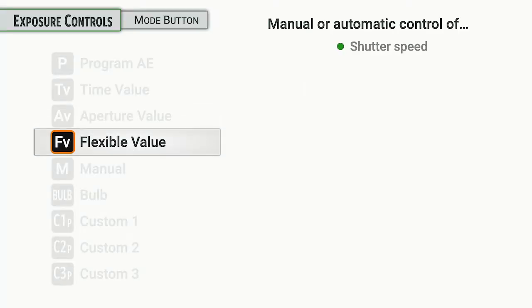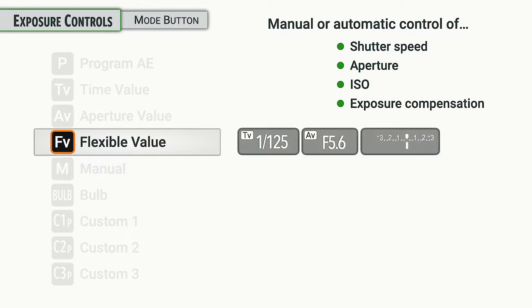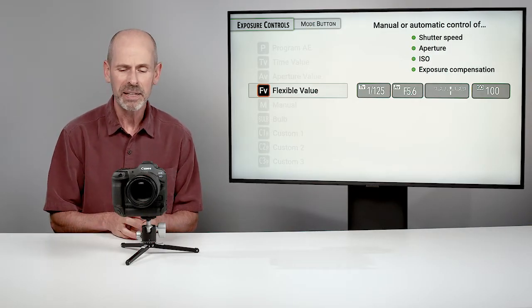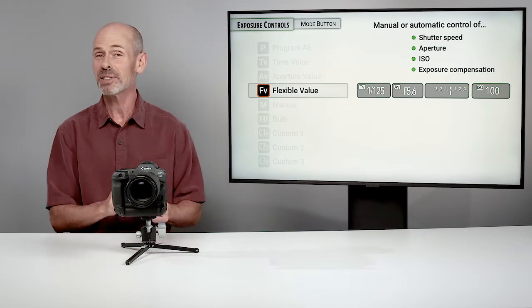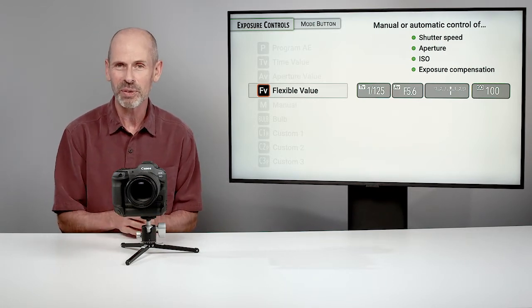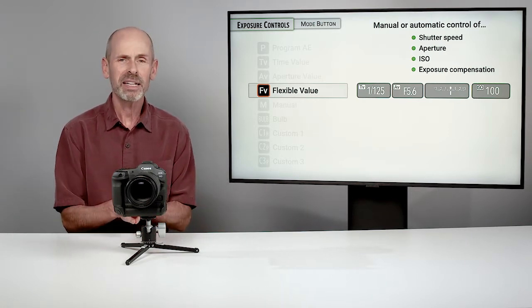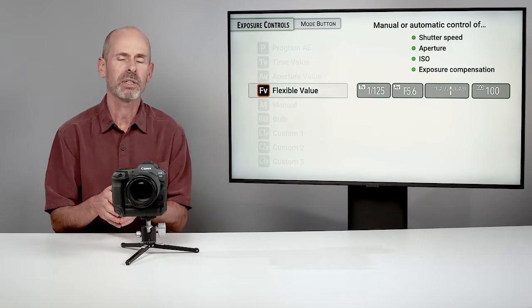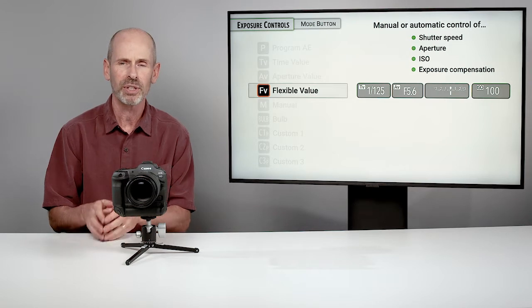All right, next up, let's talk about flexible value. Now, if there were aliens from another planet and they had cameras, this is the mode that they might have. This is kind of a new and completely different way of operating a camera. It is actually a little like Fuji, for those of you that know Fuji. The idea here is that you have kind of free control of shutter speed, aperture, ISO, and exposure compensation.